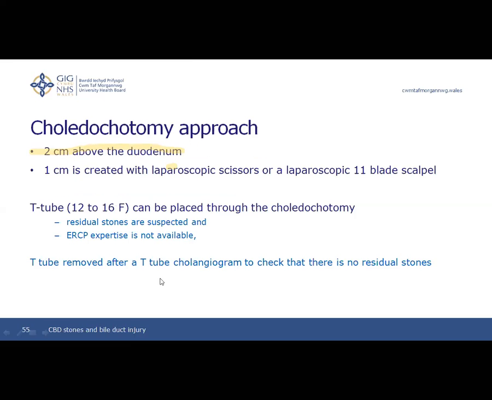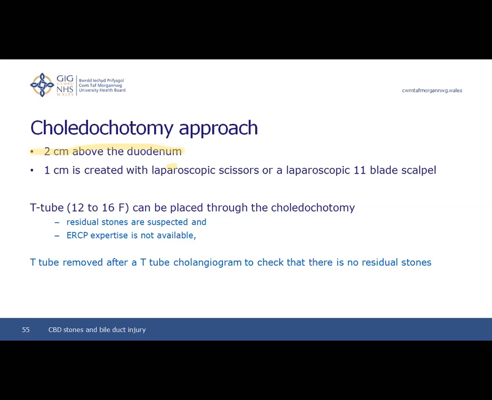So what is the choledochotomy approach? The choledochotomy approach is done when there is a contraindication for the transcystic approach. Where exactly we place the incision is 2 centimeters above the duodenum. At least 1 centimeter of incision is made over the common bile duct. Try to avoid plenty of dissection over the common bile duct, as it devascularizes the tissue, and try to avoid diathermy as much as possible. Use a laparoscopic blade or laparoscopic scissors to open the common bile duct.